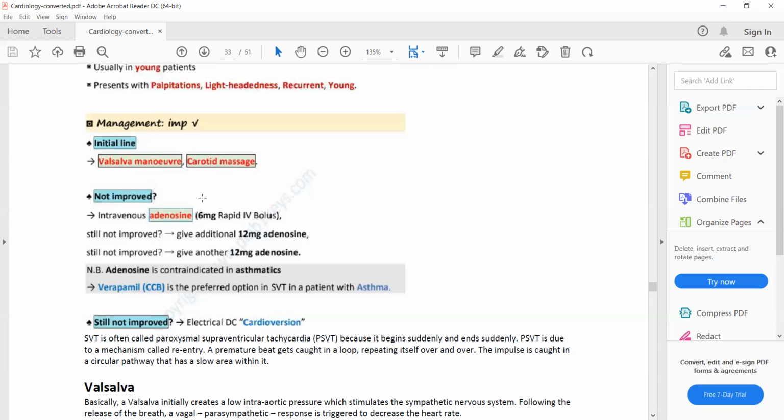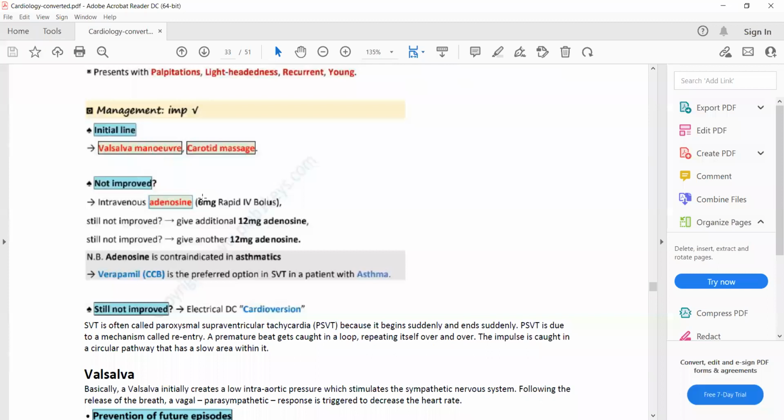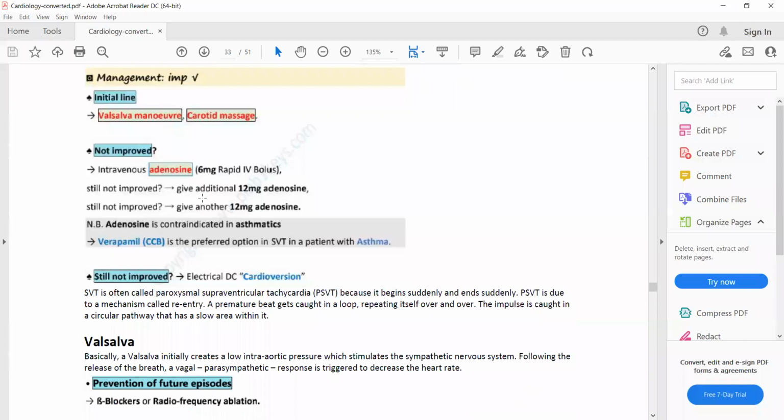paroxysmal supraventricular tachycardia. If there is no improvement with Valsalva maneuver or carotid massage, then we will try the drug of choice for paroxysmal supraventricular tachycardia, which is adenosine. Initially, 6 mg IV bolus will be given, and then an ECG will be performed. If there is no improvement, then an additional 12 mg of adenosine will be given. If still no improvement, then again another bolus of 12 mg of adenosine will be given.